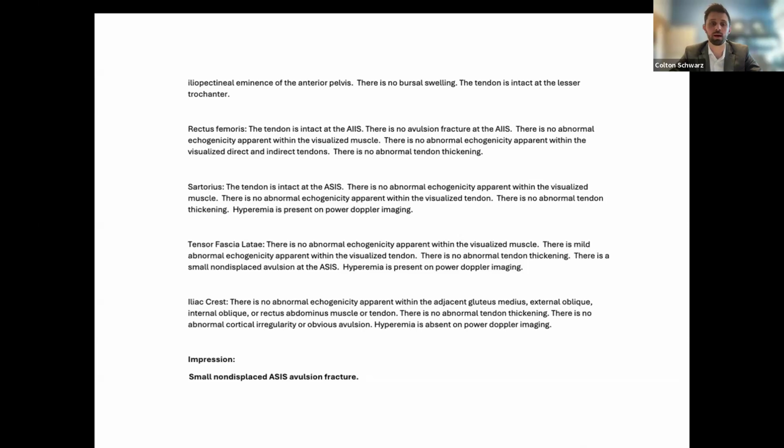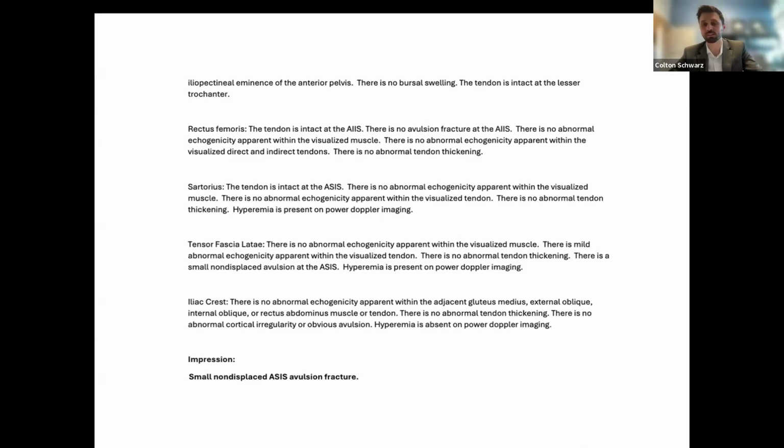However, getting into more the lateral aspect of the ASIS is where we are seeing our pathology today. There was some mild abnormal hypoechogenicity within the proximal TFL tendon and a small non-displaced or minimally displaced avulsion fragment with hyperemia on power Doppler. The iliac crest was normal in appearance. So overall, our impression was a small non-displaced or minimally displaced ASIS avulsion fracture.